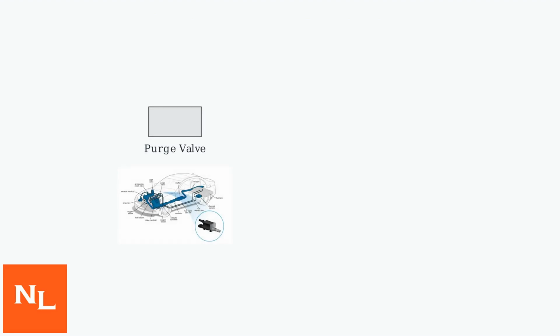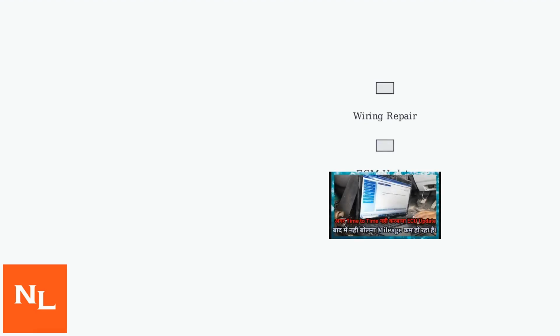Simple fixes like cleaning or replacing the purge valve can often be done as a DIY project. For these basic repairs, you'll need basic tools and can follow online guides. However, more complex issues like wiring repairs or ECM software updates require professional expertise and specialized equipment. Clearing the diagnostic code without addressing the root cause will likely lead to its recurrence as the underlying problem persists. DIY repairs typically take 1 to 2 hours, while professional repairs generally cost between $100 and $500, depending on the specific issue and vehicle model.